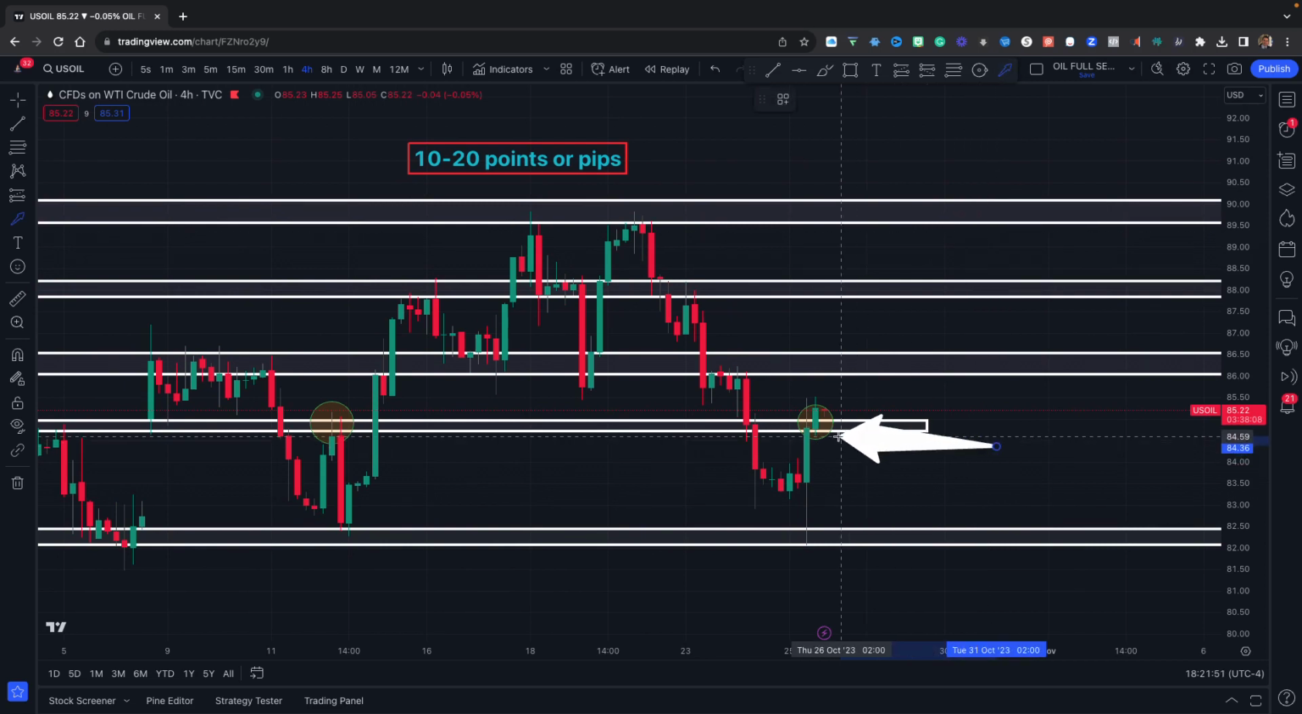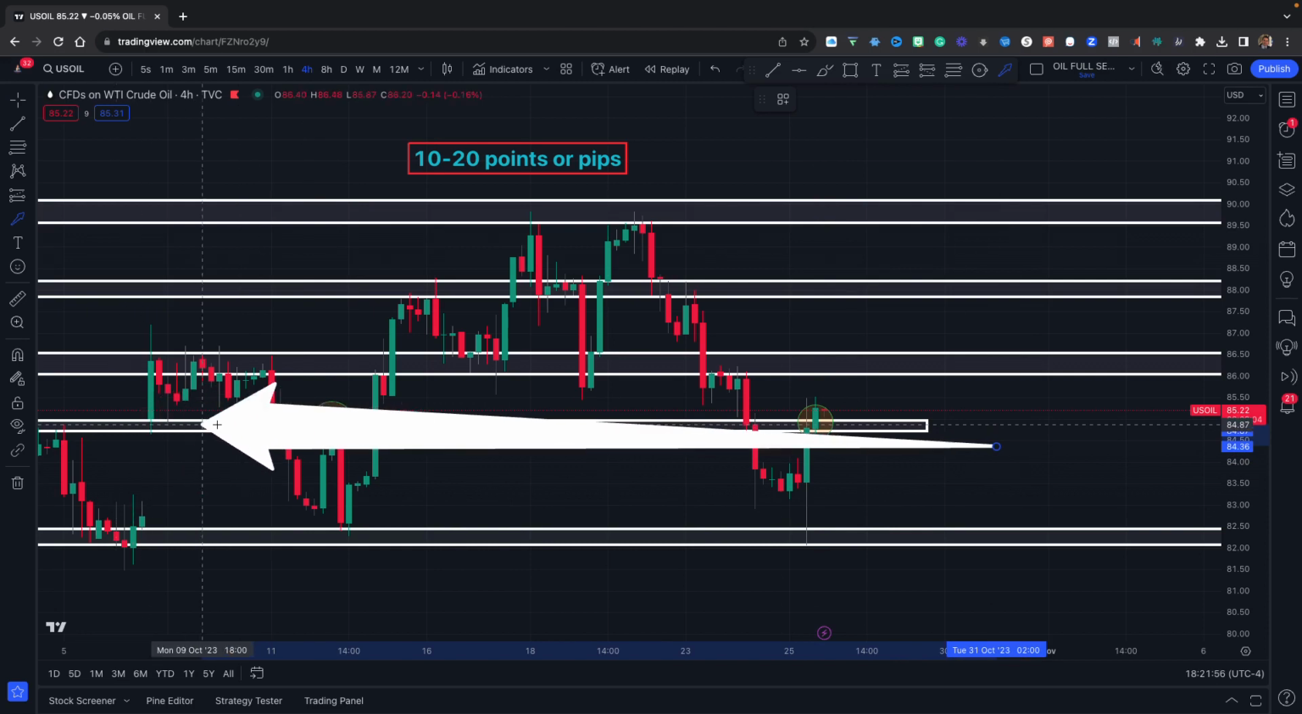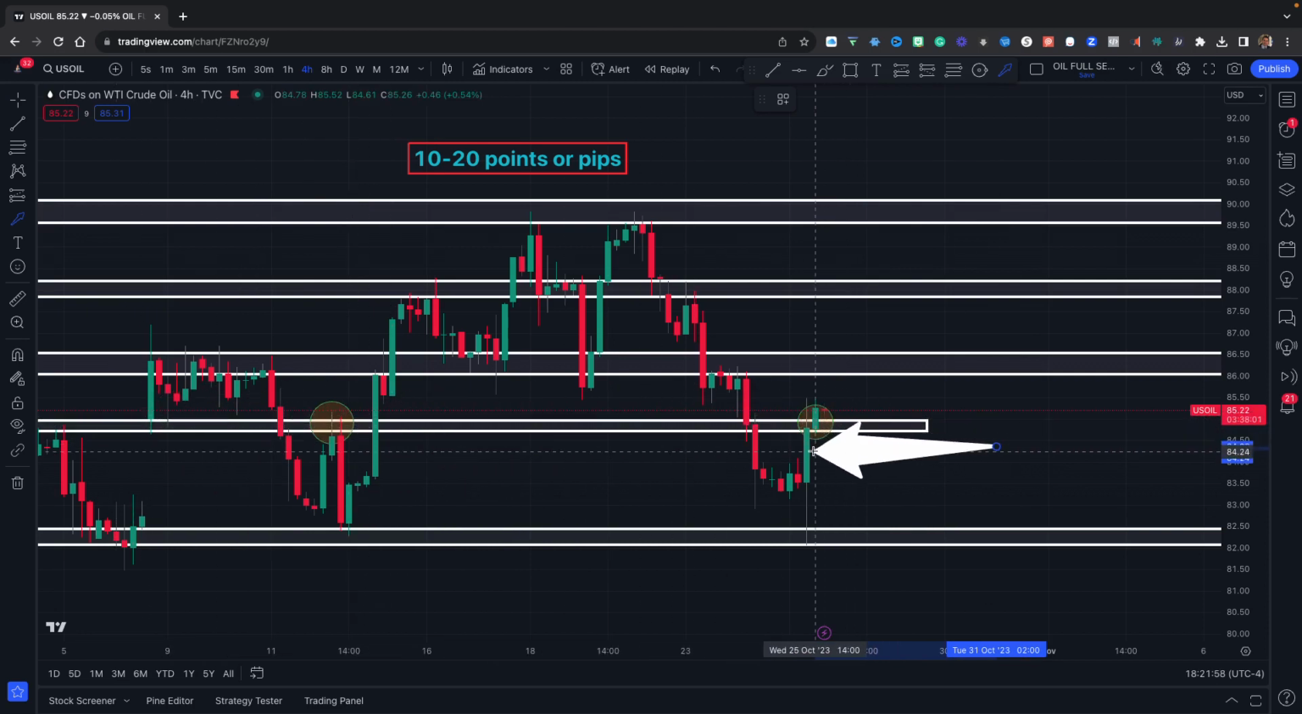And if you can see here, this is an intermediate zone because we've had prior wicks rejecting this zone here. Now this candle closed above. So if we come back, which we kind of did with this wick right here, we should expect price possibly to begin to climb back up.